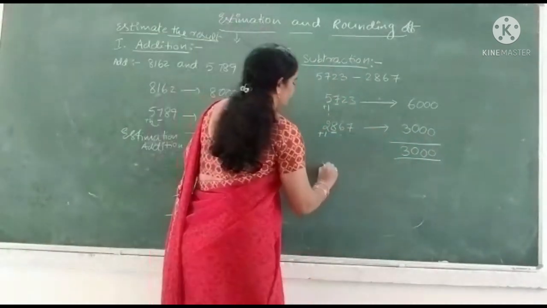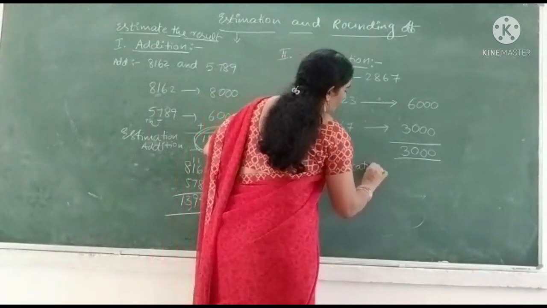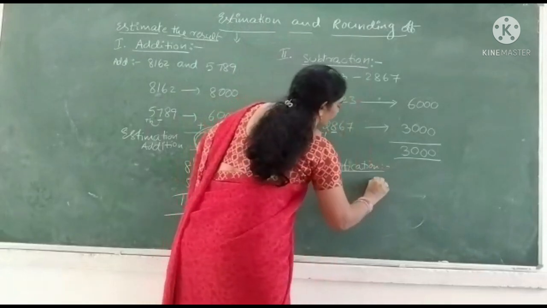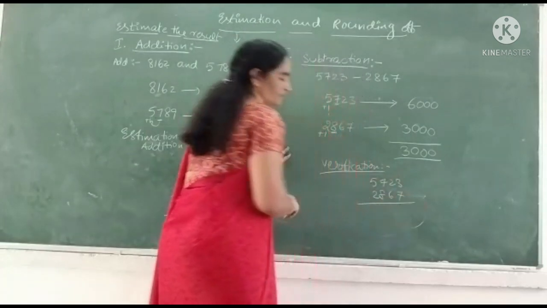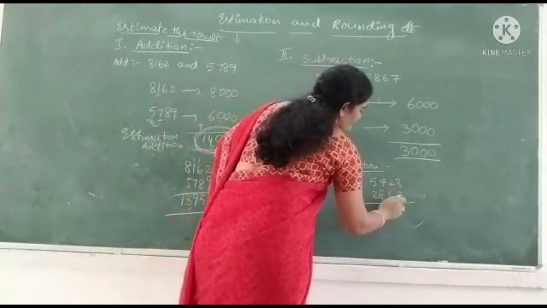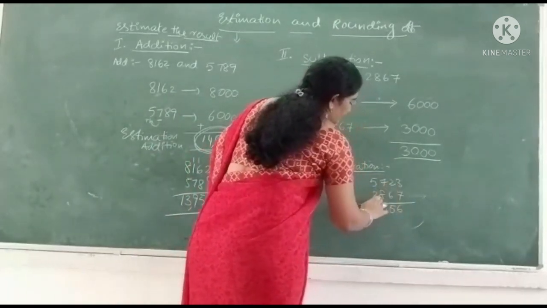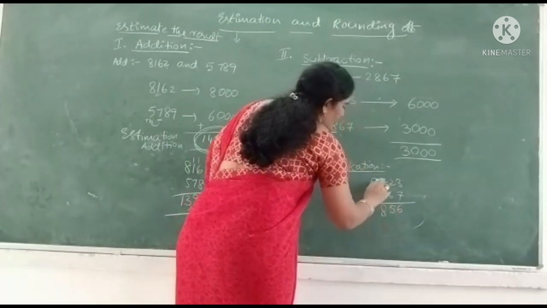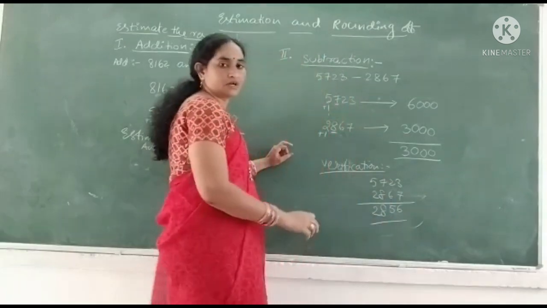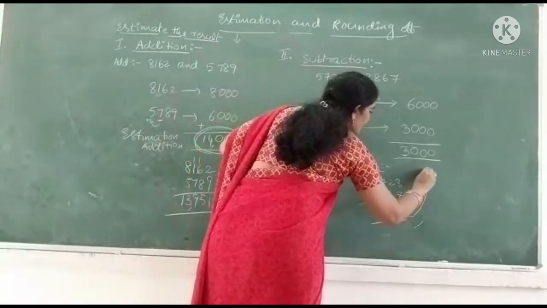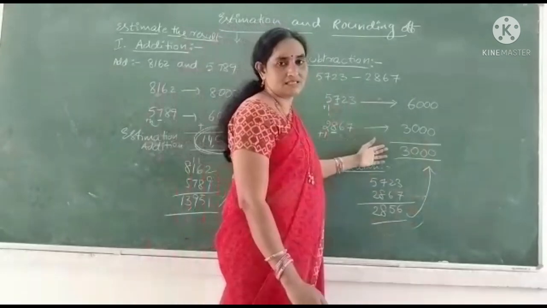This is the estimation value of the difference of these two numbers. Now we verify. Subtract these two numbers. 5723 minus 2867. 13 minus 7 is 6, 11 minus 6 is 5, 16 minus 8 is 8, and 4 minus 2 is 2. 2856 is rounded off to 3000. So our estimation is correct.